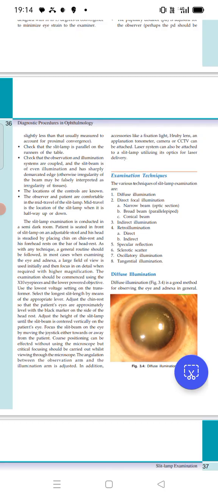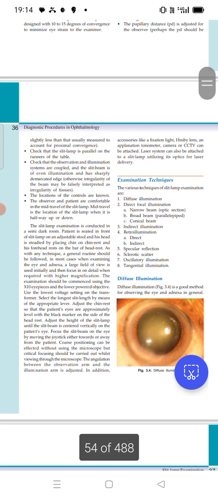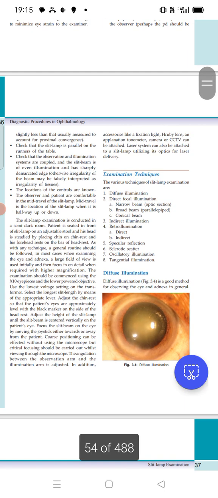Then comes the broad beam or parallelopiped beam. The parallelopiped beam gives a three-dimensional view of the cornea. We can see the epithelium and the endothelium of the cornea, whether it is hazy or not. And the conical beam is a point-like beam, used to see AC cells and flare.